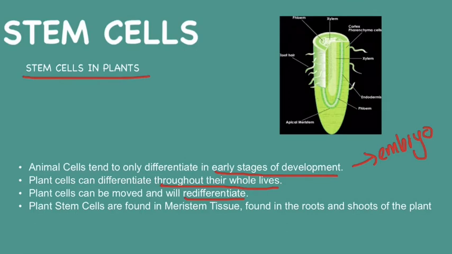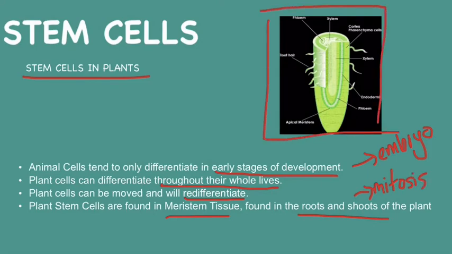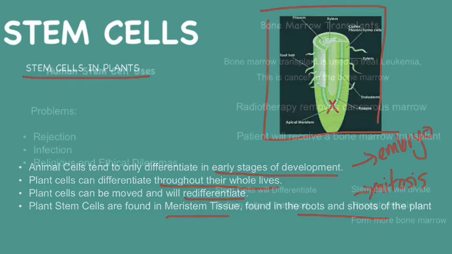Now, where are our plant stem cells found? Well, they're found in this tissue known as a meristem tissue, which is a tissue or a bundle of cells that is found in the roots and shoots of the plant. So you can imagine that the roots and shoots of the plant is where most of the growth and, more importantly, most of the mitosis is going to occur for the plant. So if you look at this diagram here, our apical meristem, or just the meristem tissue, is usually found near the tip of the root or shoot.